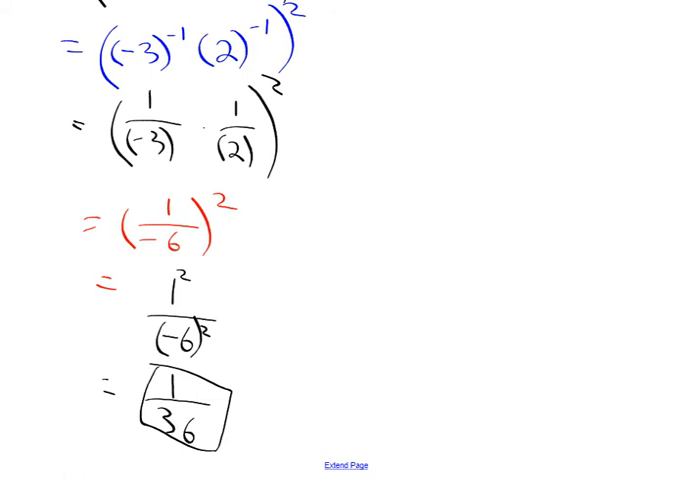Use your strategies. Could we have reduced it before we even plugged it in? Absolutely. We could have taken it right from the beginning, done all of our work with the A's and the B's, simplified, and then from there, plug in the value of negative 3 and 2.